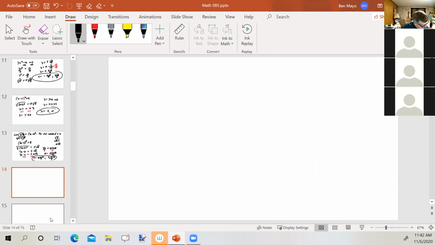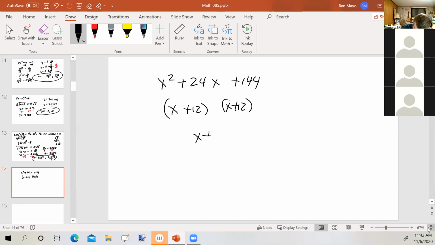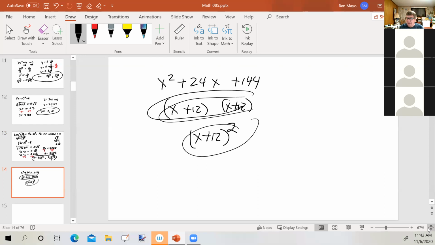Let's say I have x squared plus 24x plus 144. That is a perfect square trinomial because it would be x plus 12 times x plus 12, or x plus 12, the quantity squared. Again, how did I get there? Factoring. We could get 2 identical factors and then write it like that. So this is a perfect square. We okay with that? Yes.